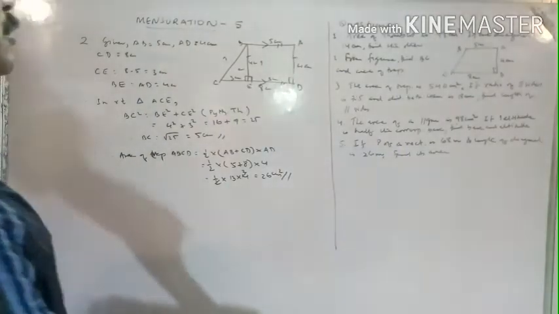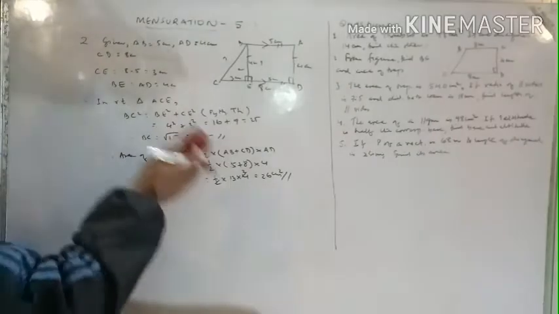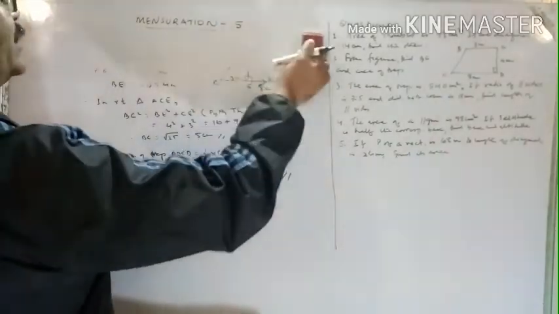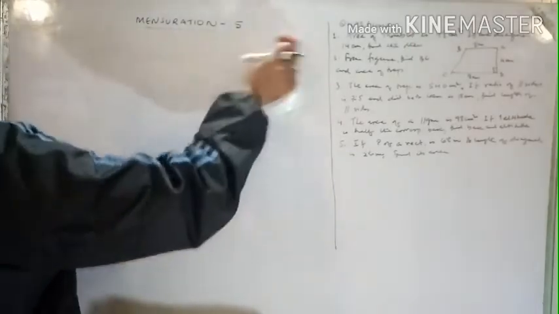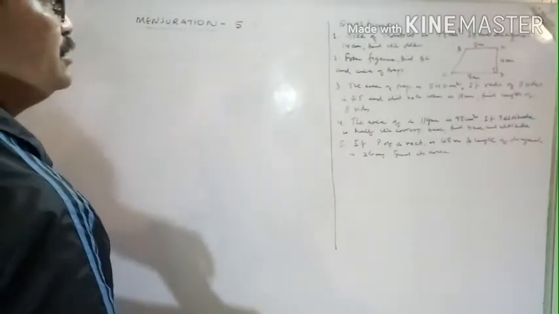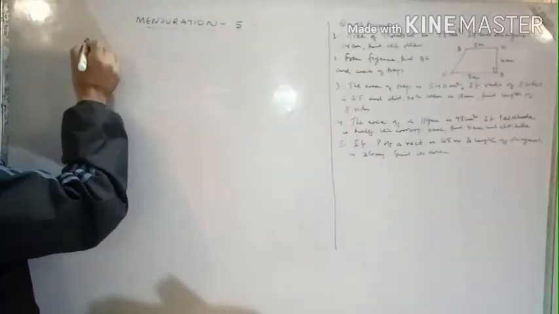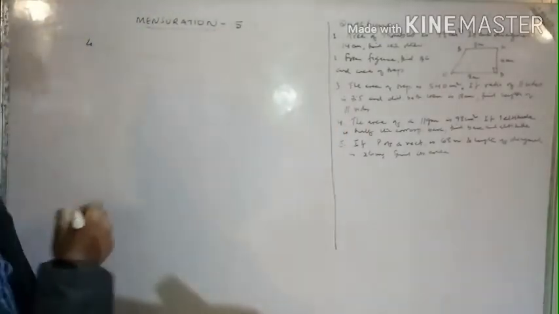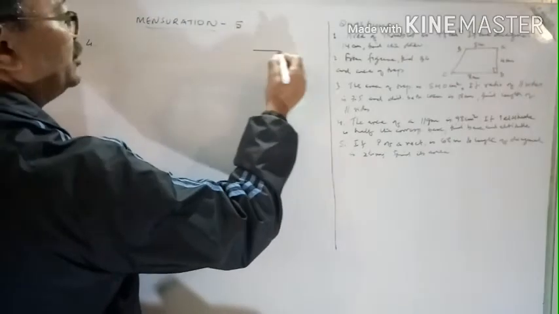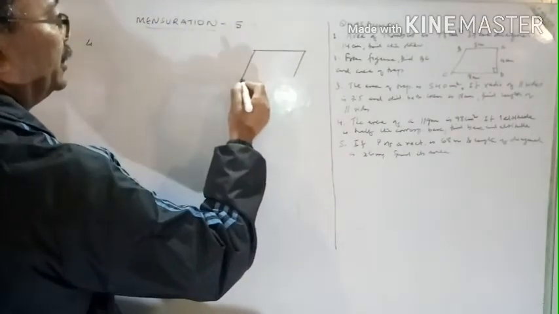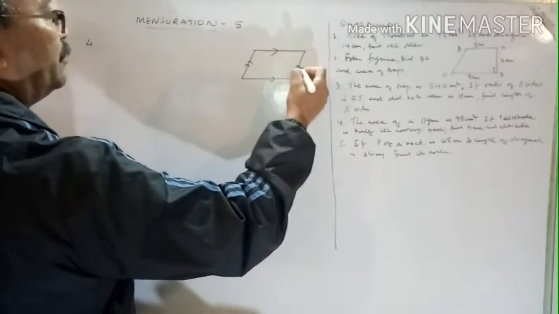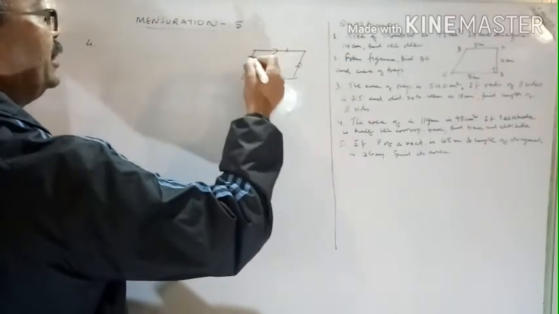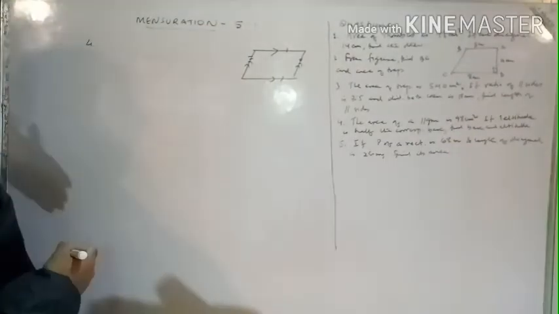Okay, so we have seen triangle, rectangle, square, trapezium, rhombus. Now let's take parallelogram. So question number 4. Now parallelogram means you have to know what kind of figure it is. In a parallelogram, opposite sides are parallel and also equal. Then it is a parallelogram.